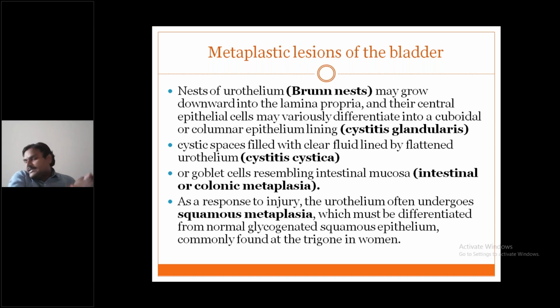Sometimes the cyst space will be filled with a clear fluid. Then we call it cystitis cystica. Sometimes you will find goblet cells within the cuboidal or columnar epithelium, which mimics intestine. Then we call it intestinal or colonic metaplasia. Or, rarely, there is a transformation into a squamous epithelium, which is called squamous metaplasia. It is usually found in the trigone of women. But sometimes the remnants of the urachus also will be lined by squamous epithelium, and squamous cell carcinoma of the urinary bladder does occur at the remnants of the urachus, which we will discuss in the next slides.